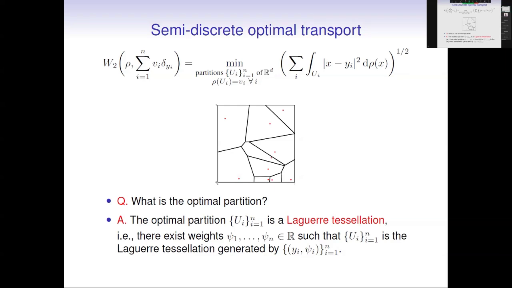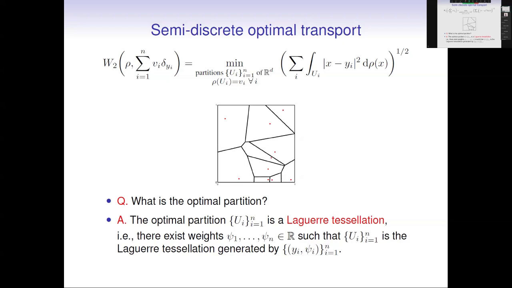Really dumb question, sorry to interrupt you. Is that unique? The partition is unique? The weights aren't unique, you can always add a constant to them, but the partition is, yes, unique. Yeah, there's a unique transport map.